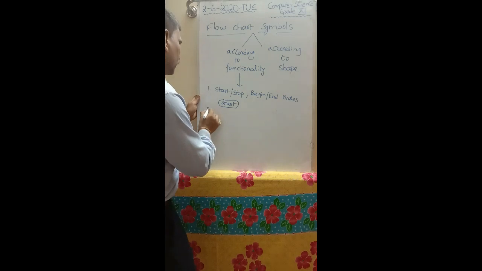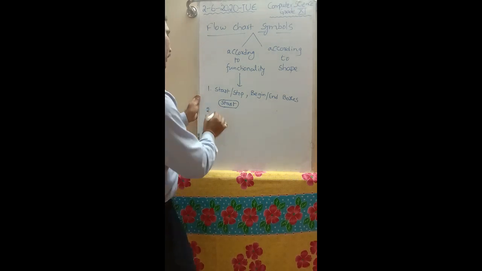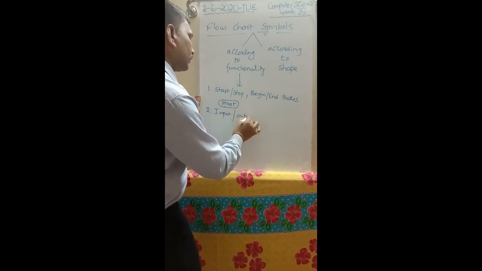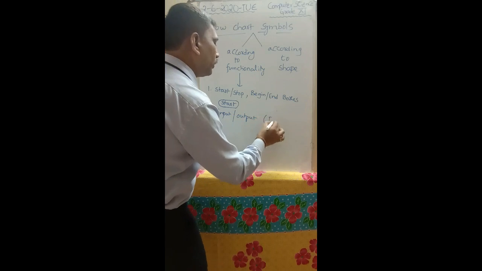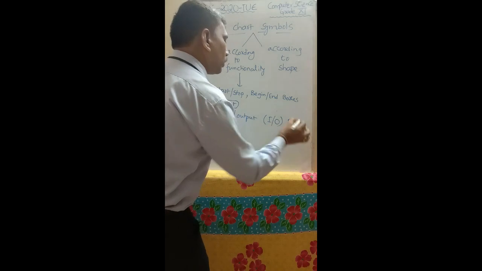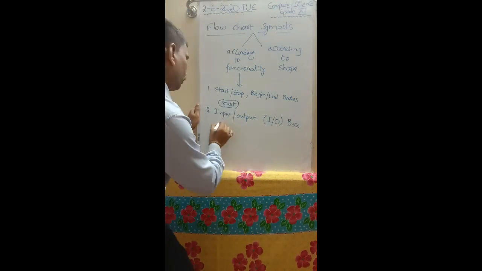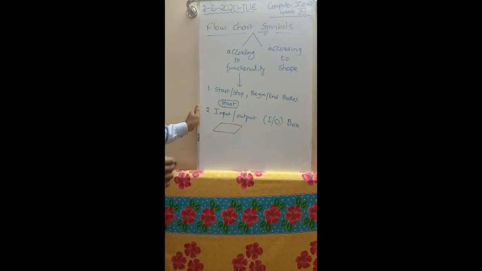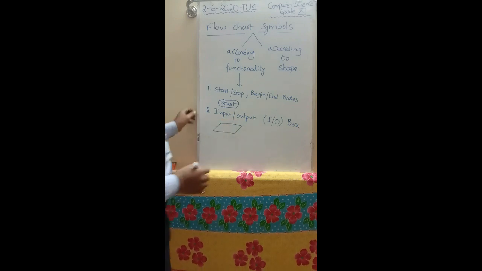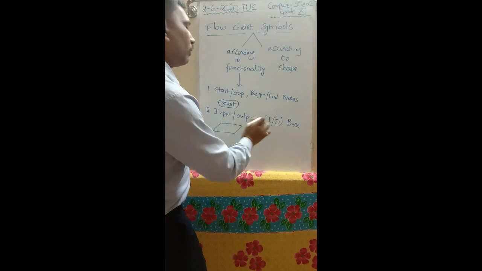Next, coming to the second one, according to functionality, the input output box. This is called IO. I stands for input, O for output box. So the parallelogram shaped box can be used for both input and output purposes. We write the input statement in this box, and the output statement is also placed in this box. So this box can be used for IO purposes.